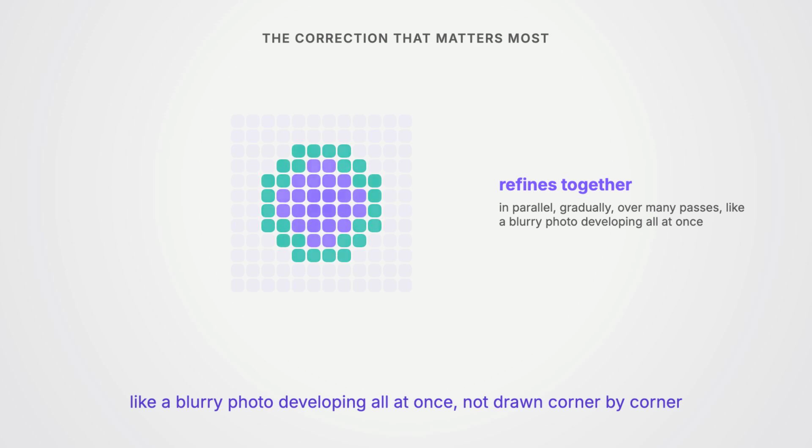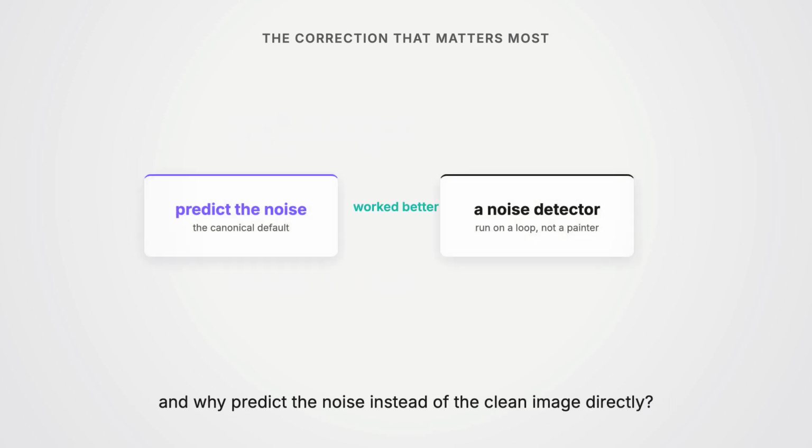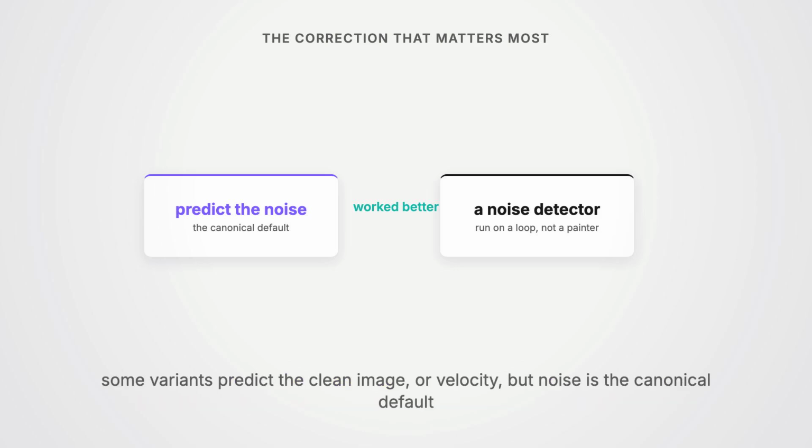And why predict the noise instead of predicting the clean image directly? The researchers tried both, and aiming at the noise simply worked better. There is a subtlety worth naming, so you are not surprised later. Some variants do predict the clean image, or a related quantity called velocity, instead of the raw noise. But predicting the noise is the canonical default, the one to picture. The model is a noise detector, run on a loop, not a painter.